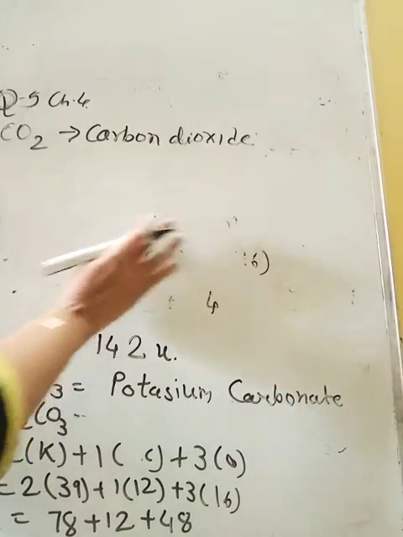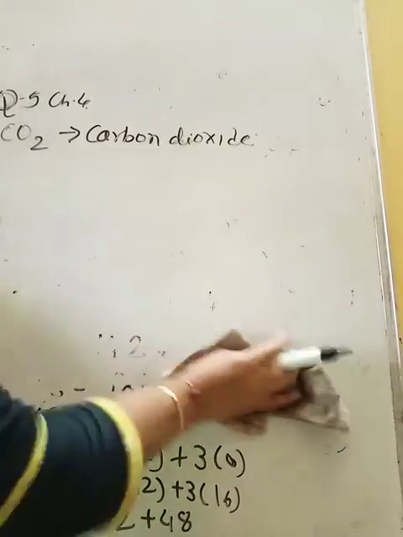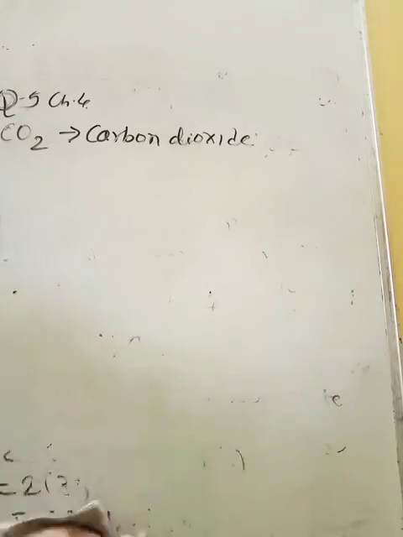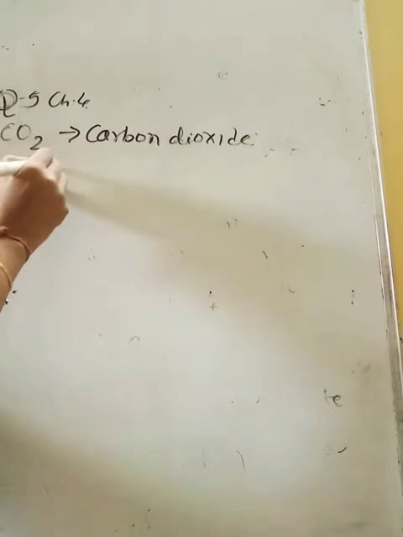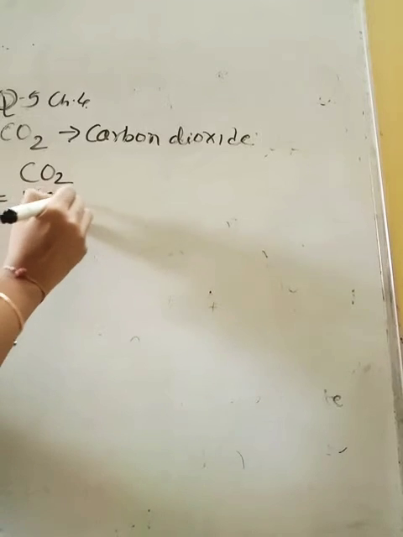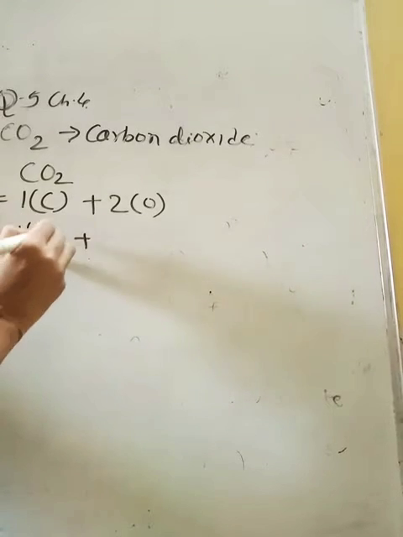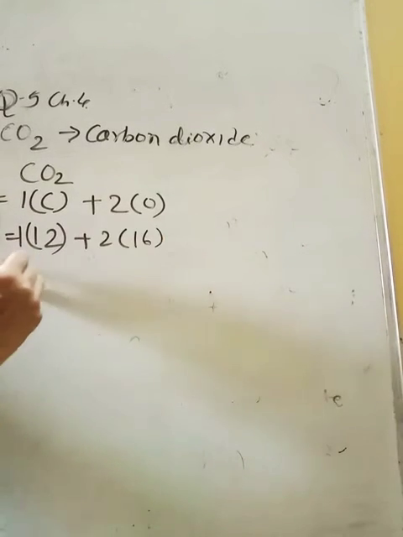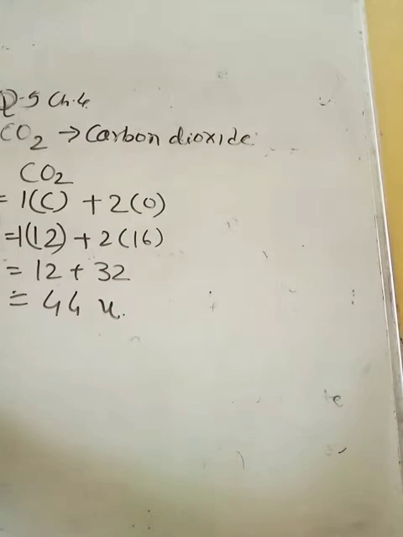Those who have done the exercise of page 51, the homework which was given by me, will find it easy to do. Yes, teacher, we have done. So you can do along with me quickly. Carbon dioxide, you have CO2, that means one atom of carbon and two atoms of oxygen. That means 1 into 12 plus 2 into 16. So 12 plus 32 comes out to be 44. So 44 Dalton is the molecular mass of carbon dioxide.